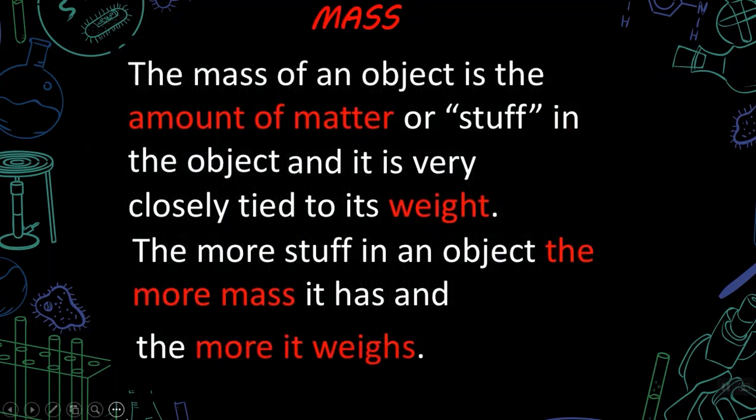Very good. So let's review this answer. The mass of an object is the amount of matter or stuff in the object, and it is very closely tied to its weight. The more stuff in an object, the more mass it has, and the more it weighs. So one more time, read it to understand the meaning of the mass. The mass of an object is the amount of matter or stuff in the object, and it is very closely tied to its weight.